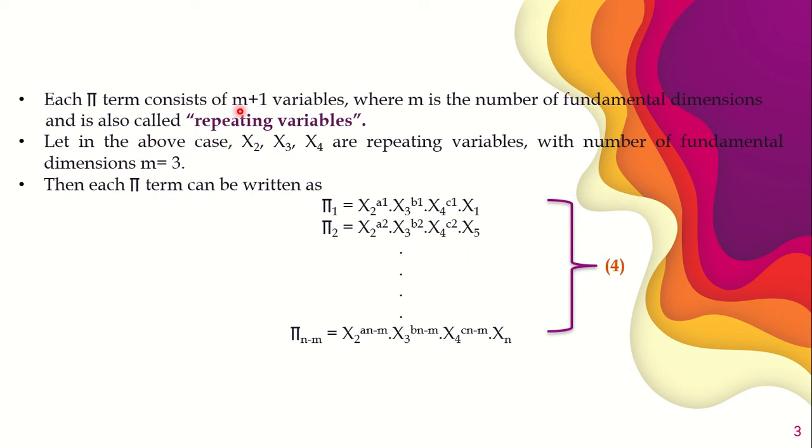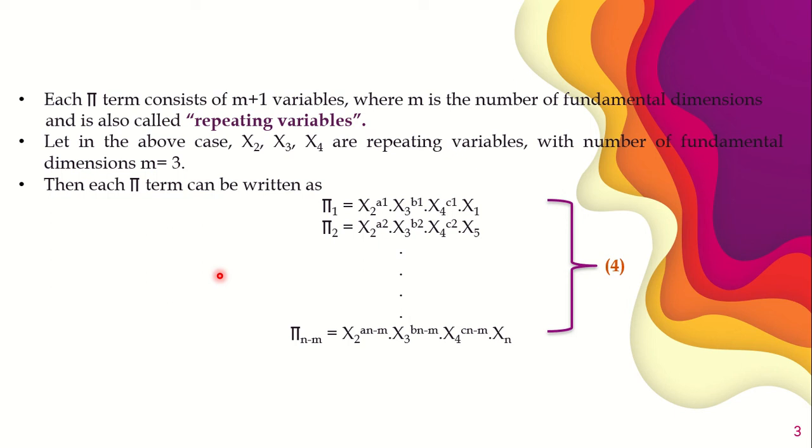And why are you writing only 3 plus 1, m plus 1? This m is the number of fundamental dimensions, and here this 3, you are telling each pi term consists of 4 variables. So now everybody understood that every pi term consists of 4 variables. In those 4 variables, 3 variables will be repeating in all the pi terms. Those 3 variables are called repeating variables. I'm repeating: every pi term consists of 3 plus 1, 4 variables. In these 4 variables, 3 variables will be the same in all the pi terms.